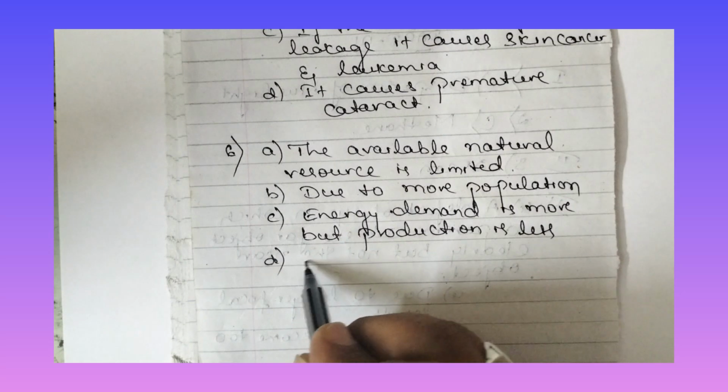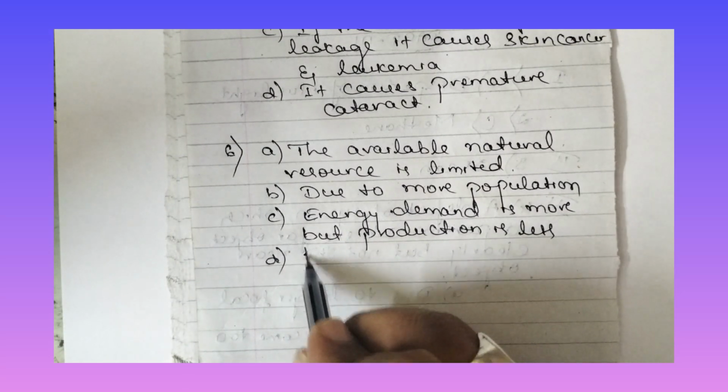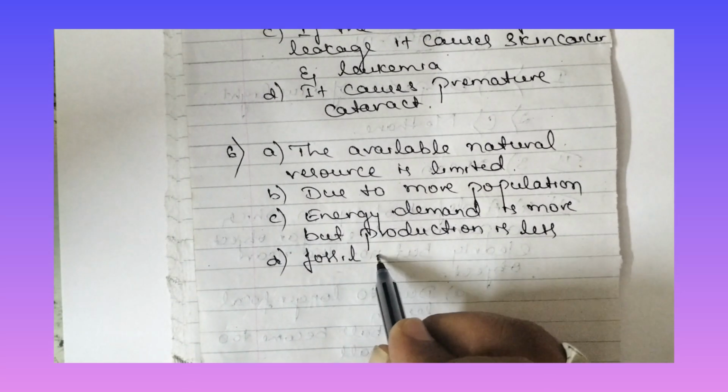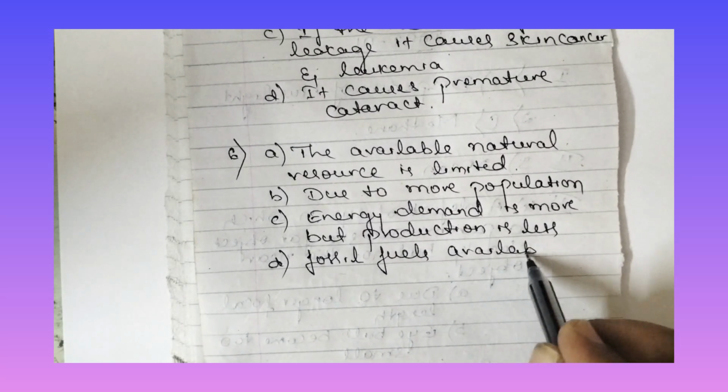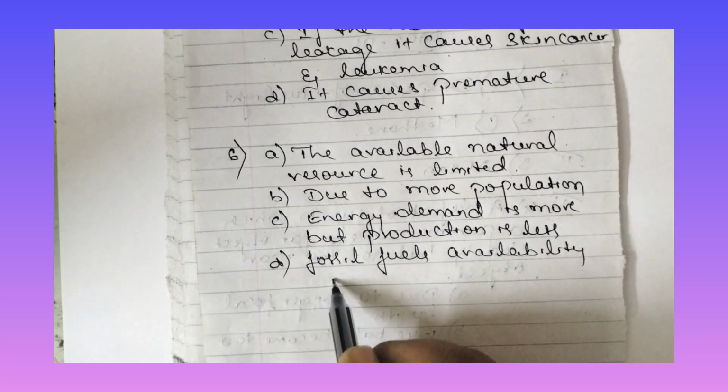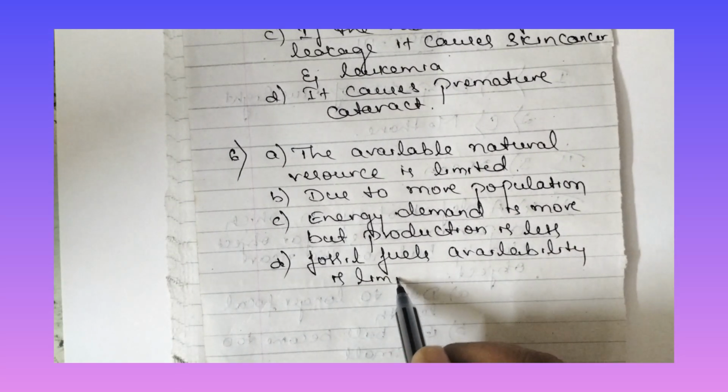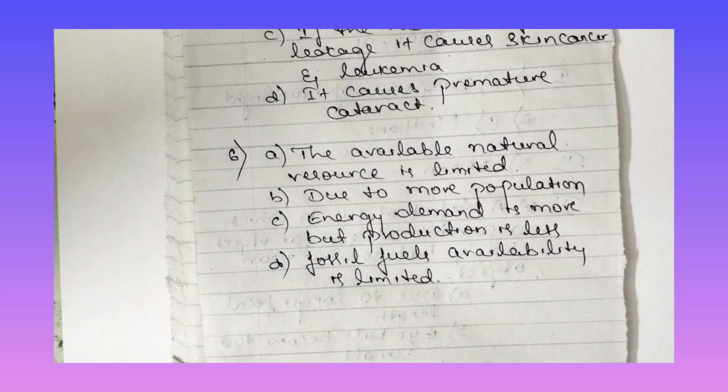Then fossil fuel availability is limited. Therefore, we have to go for alternate sources of energy such as solar energy, wind energy, ocean thermal energy. Like that, we have to go for different alternate sources of energy. So now let us move to the next question.